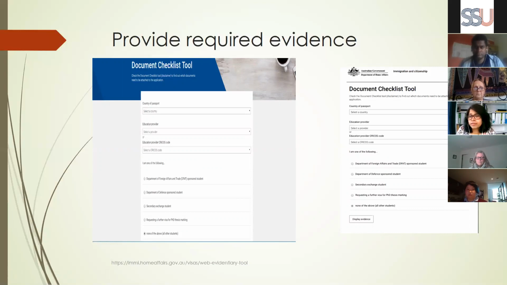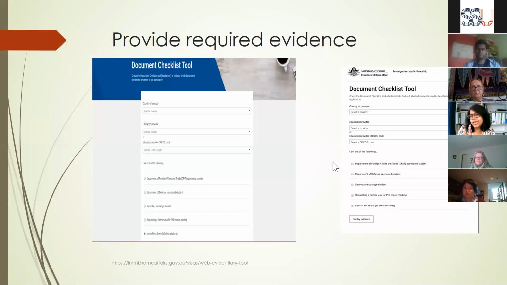And then if you click display evidence, it will show you the documents or evidence you will need to provide with your application. The thing you have to remember is you should provide documentation according to this document checklist tool. Otherwise, the case officer can even refuse your application. If you do not provide any documents according to this list, the case officer can refuse your application without giving an opportunity to provide that evidence later on.